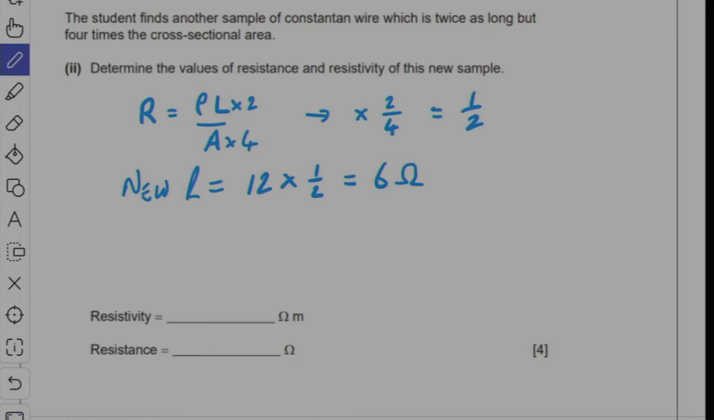Now you could do that in stages. You could multiply it by 2 first of all and then divide by 4, but really you're ending up doing the same thing. So the resistivity of constantan is a property of constantan, not the thing we made. So it stays the value they quoted to us, but the resistance now becomes 6 ohms.